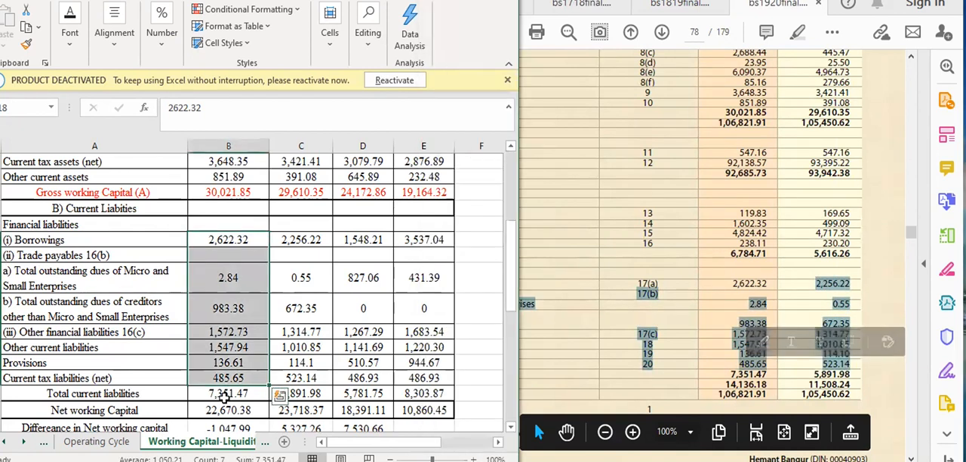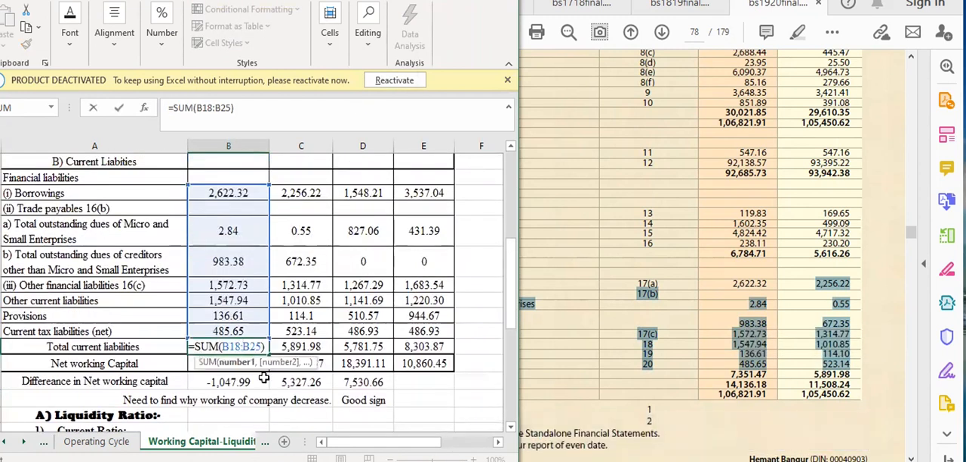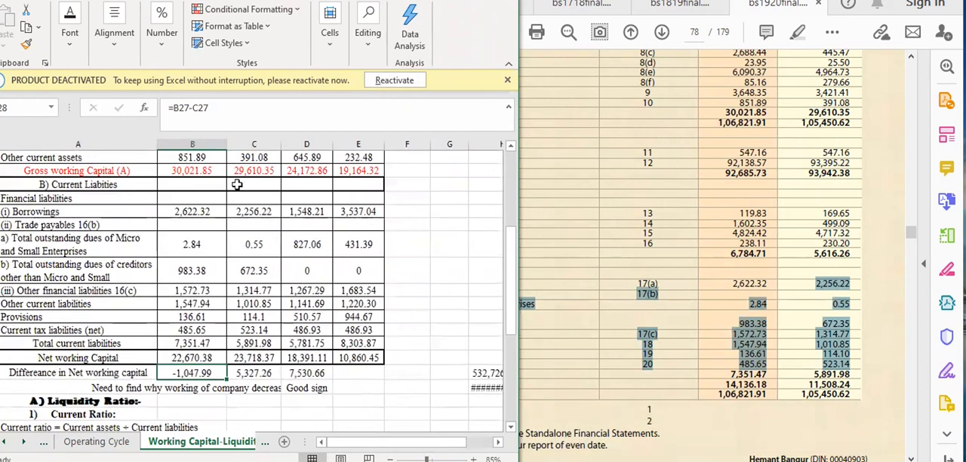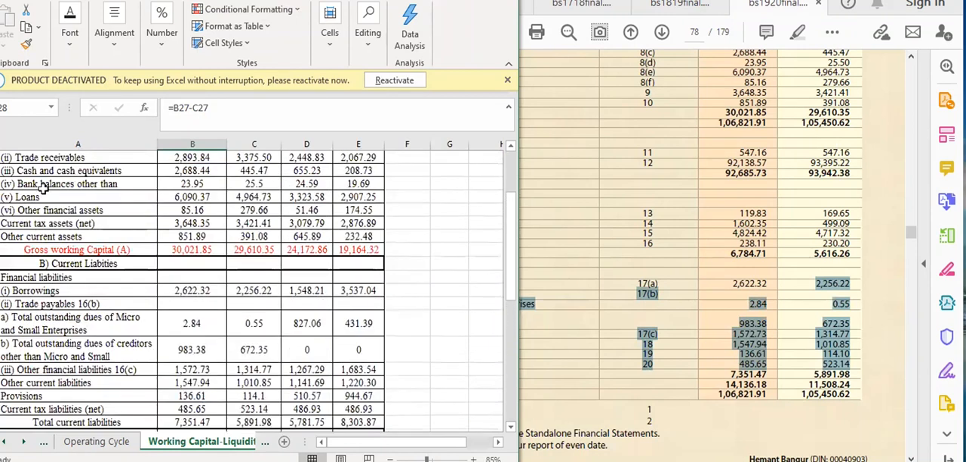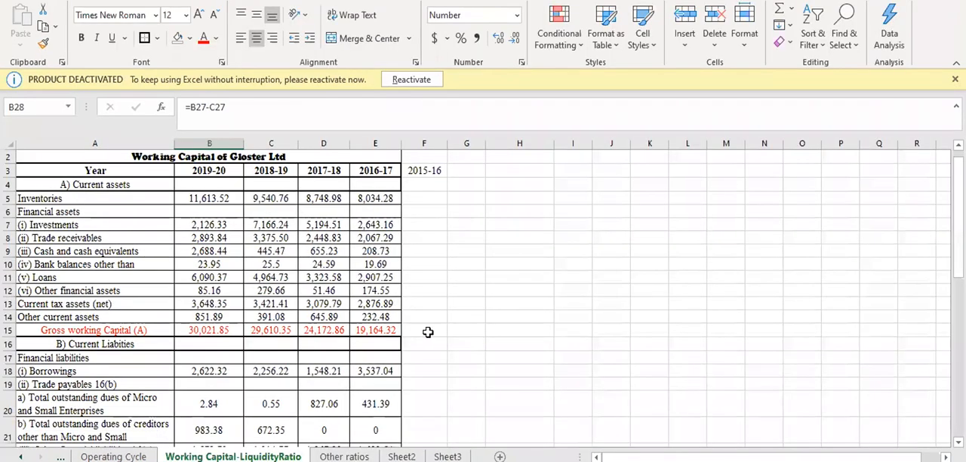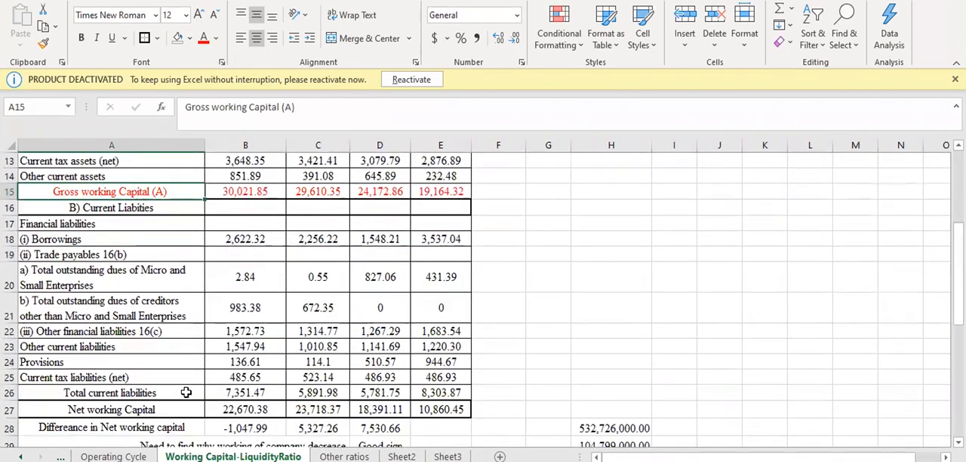Okay, then here the total. I will suggest you for the current liability also use the sum function of Excel, so you are able to understand whether the data is correct or not. Once you are done with both the data of current assets and current liability totaling up, then we have to calculate the net working capital.